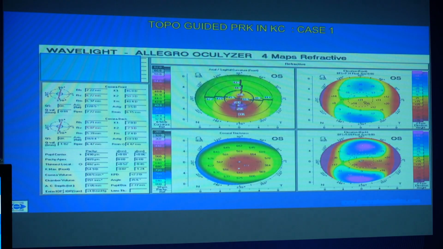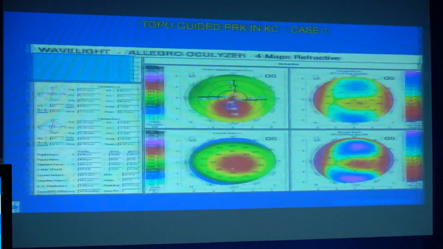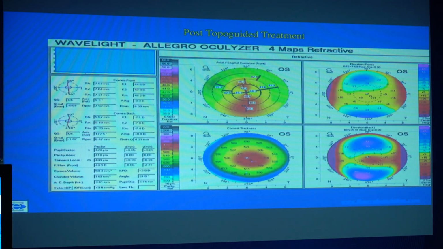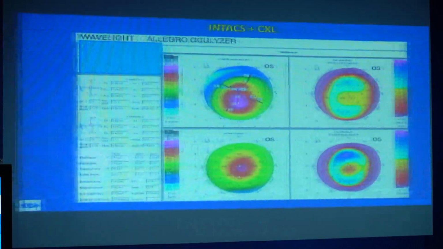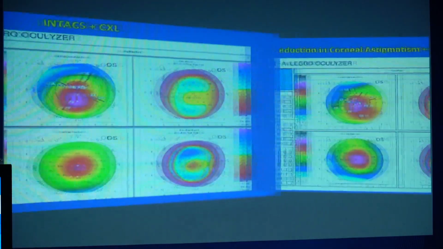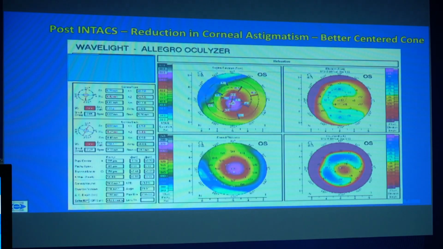If you have a little decentered cone, the K readings are not repeatable, you could either do a topo-guided PRK and regularize the cornea, or even do an intracorneal ring segment as in this particular case, and then improve the cornea.